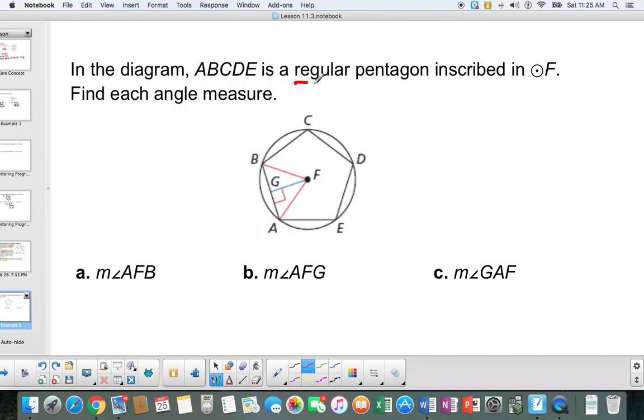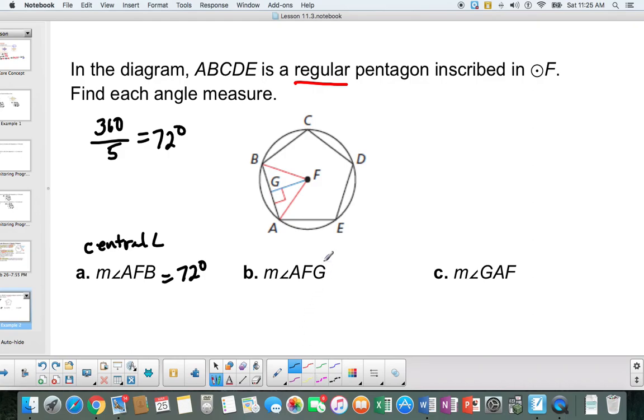We can see we have a regular pentagon. So the first thing I'm going to do is find the central angle. I'm going to take 360 and divide it by 1, 2, 3, 4, 5. There's a central angle for every one of the sides, and that answer will be 72 degrees. So this is the central angle, which is AFB, and that's 72 degrees.